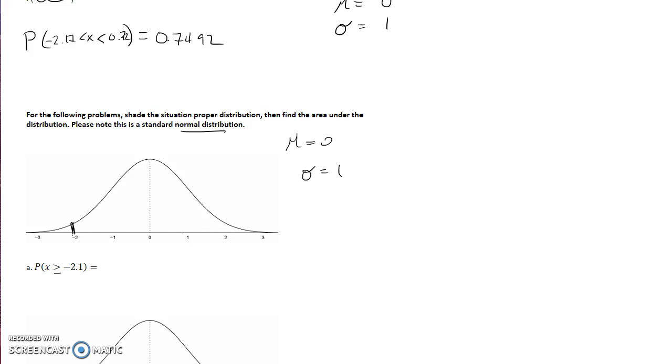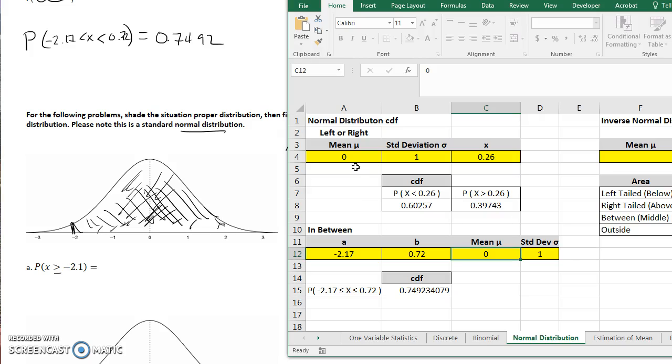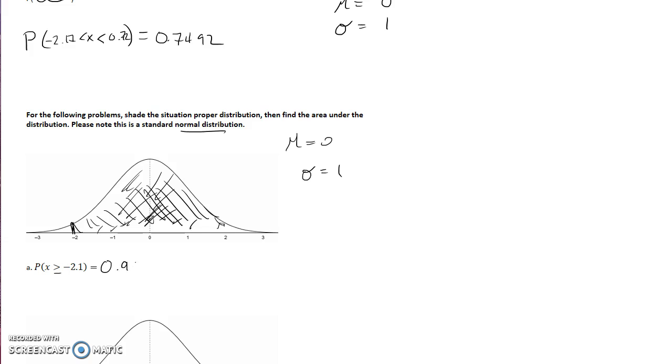So remember that the total area underneath this distribution is going to be 1 or 100%, right? So I better get a number close to 1 because I've shaded this entire value. So when I go over here, it's important to be able to shade the distribution. We know we're looking for the right. So again, our mean is 0. Our standard deviation is 1, but we need to change this to negative 2.1. And we're looking for the probability that x is greater than, so 0.98214. So about 98% of that graph is shaded. That's what we thought. It should be a number pretty close to 1.